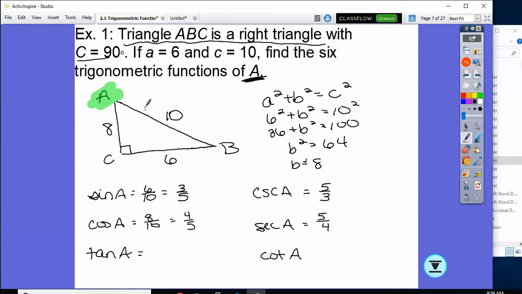Tangent, TOA, tangent is opposite over adjacent. So it would be 6/8, which is 3/4. That means cotangent is 4/3. Is that one all right? Let me give you one.